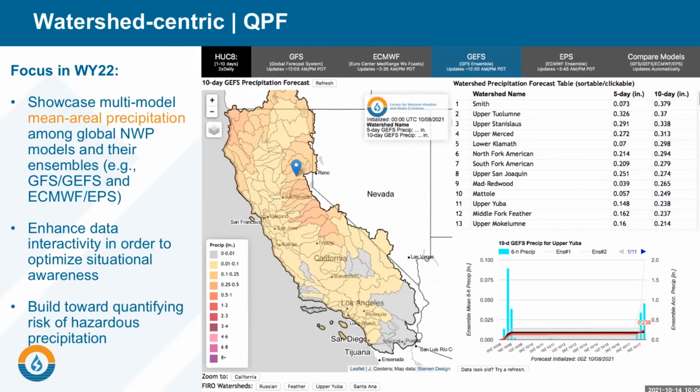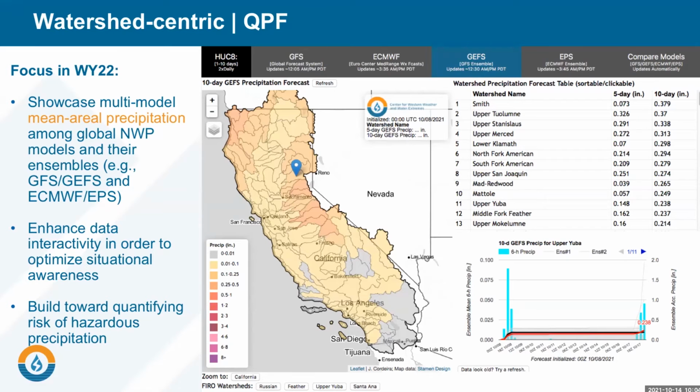We calculate the mean aerial precipitation from the global models. Last year, we showcased the GFS deterministic, the ECMWF deterministic, and we also threw on the national blended models from the National Weather Service for comparison. This year, we are going to be calculating the mean aerial precipitation from those models averaged over these HUC 8 size domains from not only the deterministic GFS and ECMWF models, but also their ensembles.